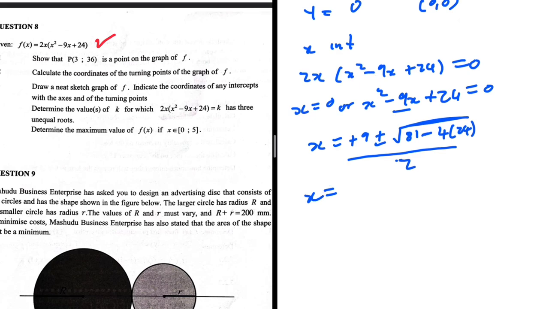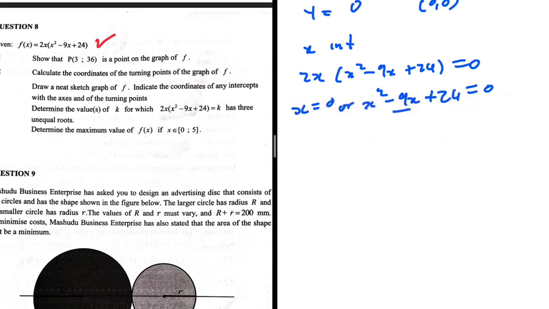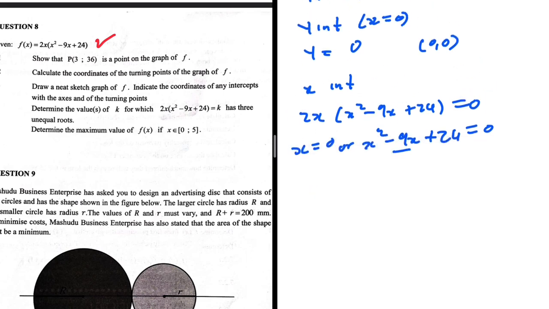Let me substitute that in my calculator. 81 minus 4 multiplied by 24. Issues are arising here. This gives me undefined. So I don't think we have any other intercepts here, because this gives me undefined, all right?